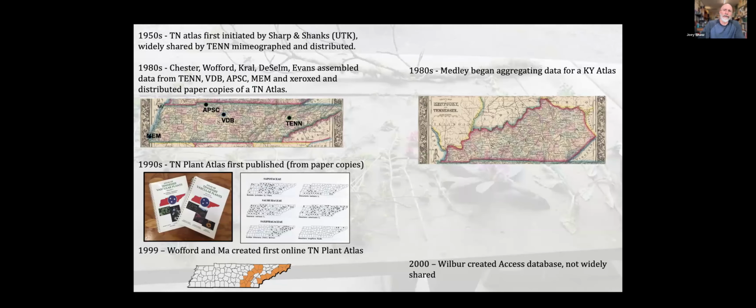In the 1980s, Chester, Wofford, Krall, DeSelm, and Evans, more familiar names, went a little bit further and assembled data from four herbaria in Tennessee: Knoxville, Vanderbilt, Appalachian State, and Memphis at the time. Concurrently, Max Medley began aggregating data for a Kentucky atlas.